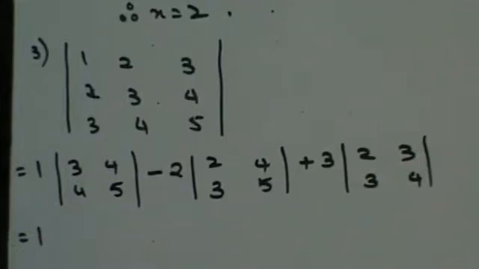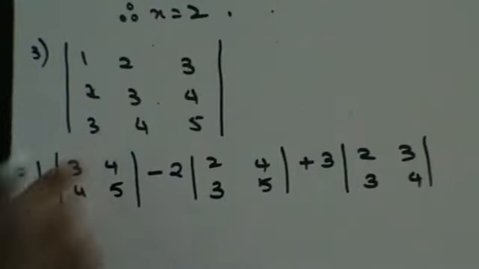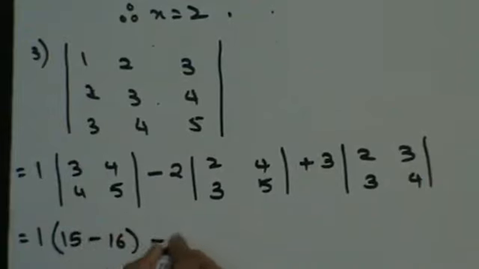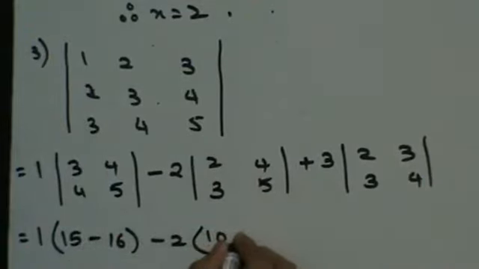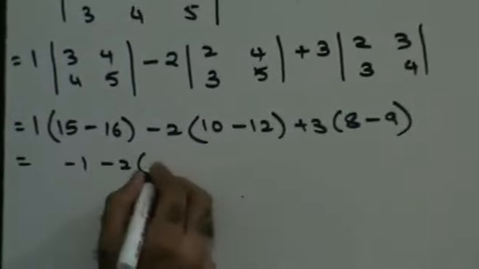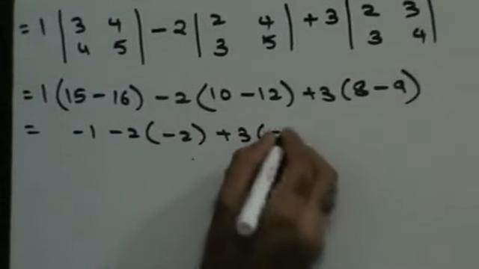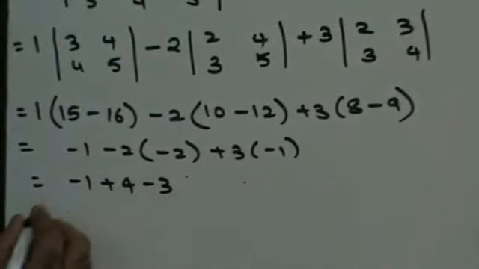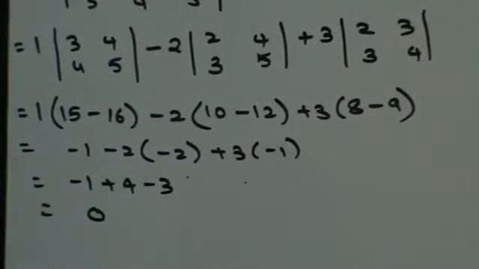I already explained to you how to solve a 2 by 2 determinant. It is the product of the principal diagonal minus the other diagonal. That means this is going to be 5 3s are 15 minus 16, minus 2, 5 2s are 10 minus 12, plus 3, 4 2s are 8 minus 9. So this is going to be minus 1. Minus 2 into minus 2, plus 3 into minus 1, minus 1 plus 4 minus 3, that will be 0. That's how you would solve a 3 by 3 determinant.